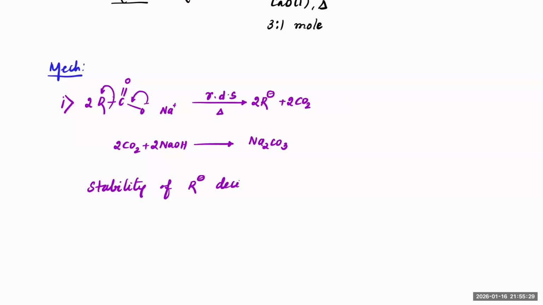which means the stability of the carbanion decides the rate of reaction.